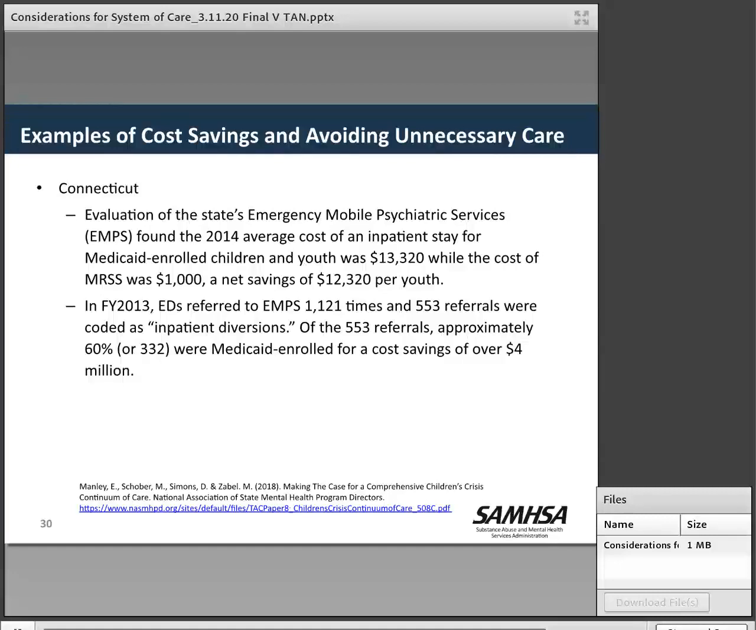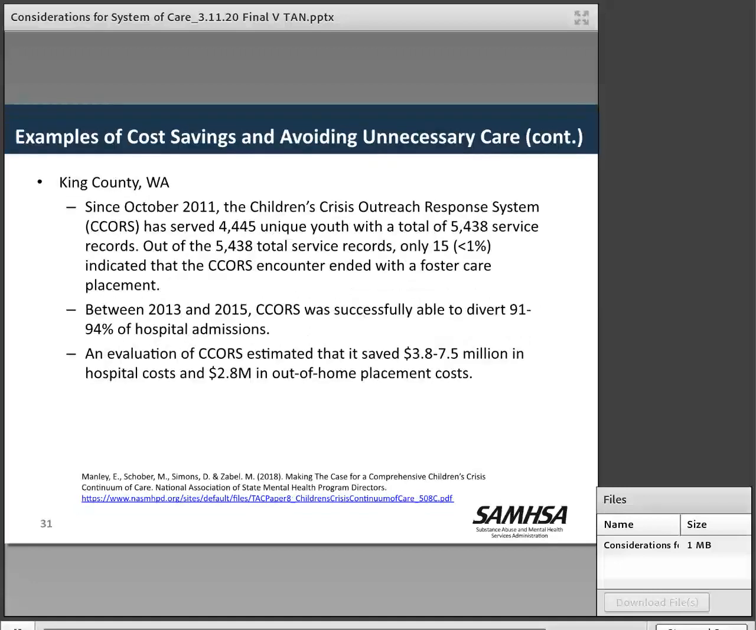In 2013, the EDs referred to emergency mobile psychiatric services 1,121 times, and 553 of those referrals were coded as inpatient. So this is how they know that they were able to really avoid and divert youth from the inpatient, from the emergency department, into mobile response and stabilization. In King County, Washington, there was great success in terms of the use of the Children's Crisis Outreach Response System.